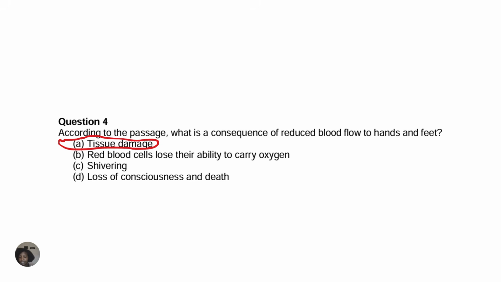So the right answer is tissue damage. And remember, in the text, it's clearly stated that reduced blood flow can lead to what we call frostbite, which is a form of tissue damage. That's what happens when the body prioritizes other important organs, like the heart and the brain, and reduces blood flow to the extremities, being the hands and the feet, and they can have tissue damage, which is what we also call frostbite. That is something which is clearly stated in the text.